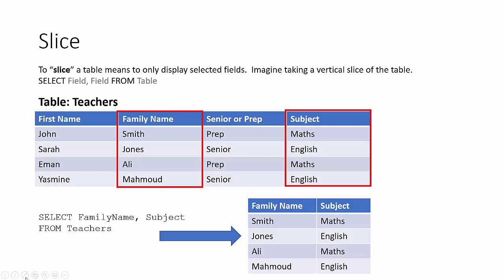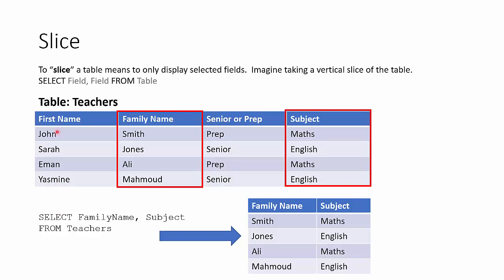When we talk about slicing data, if we imagine we have our table here, where we have the whole table and then we have individual records for each row, and then we have the fields going vertically. Well, when I slice the data, what I'm going to do is just say, only give me the specific fields that I'm asking for. So only give me family name and only give me subject. The other fields stay in the table. I just want you to show me those fields.